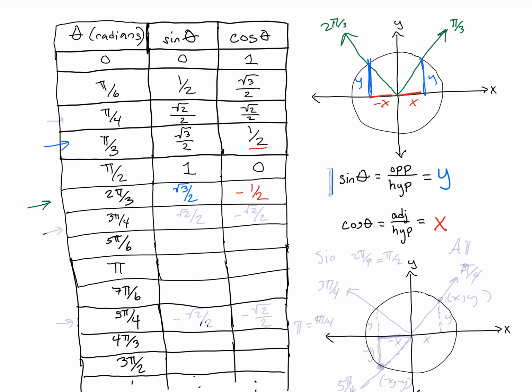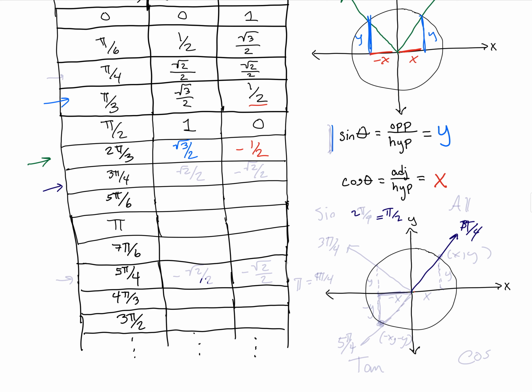Let's do one more. Let's do 3 pi over 4. So pi over 4 is 45 degrees. That's here. That's pi over 4. Pi over 2 is here. That's the same as 2 pi over 4. And 3 pi over 4 is here. So again, we've got a situation where our triangles look pretty much the same. They're just on different quadrants of the unit circle.